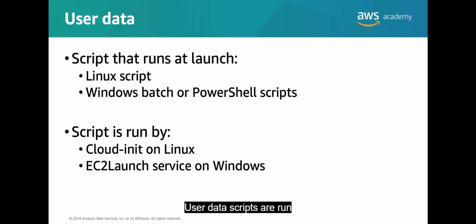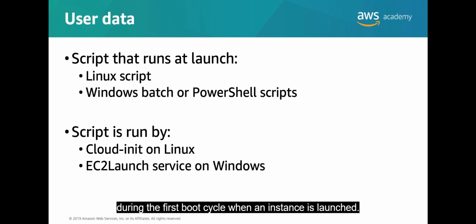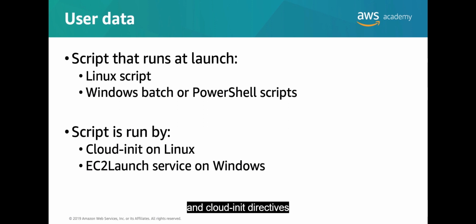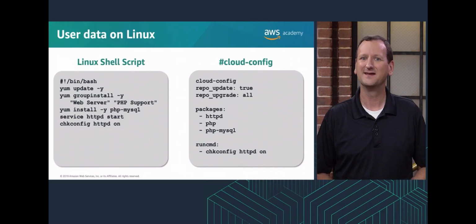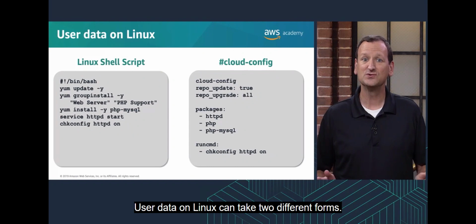User data scripts are run by the Cloud Init service on Linux instances, or by the EC2 launch service on Windows instances. By default, user data scripts and Cloud Init directives run only during the first boot cycle when an instance is launched. However, you can configure user data scripts and Cloud Init directives to run every time the instance is restarted from a stop state. To learn how to run user data after the initial launch of an EC2 instance, search for User Data EC2 in the AWS documentation. User data on Linux can take two different forms.